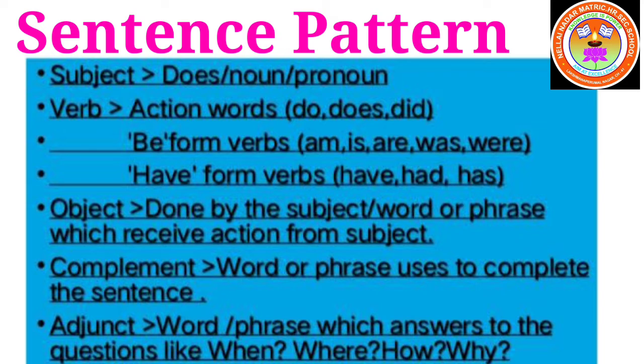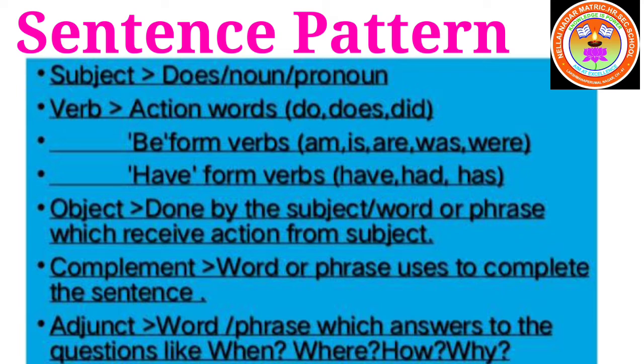Or any profession: she is a doctor. She refers to a girl. She is the subject, is is the verb. Doctor: who is the doctor? Again it goes to she. So this is the complement. The professions are called a complement, or the word which describes once again the subject is called a complement. Then the adjunct.